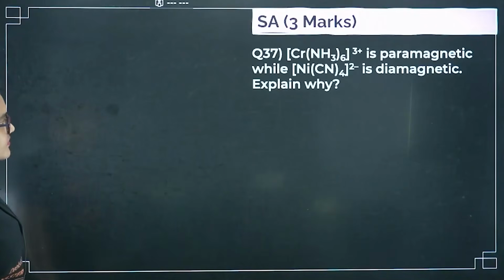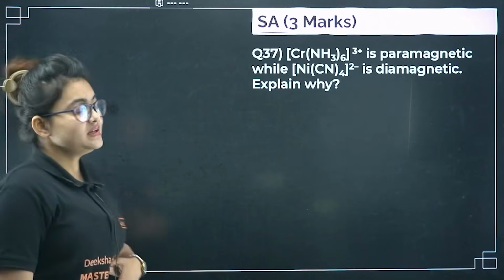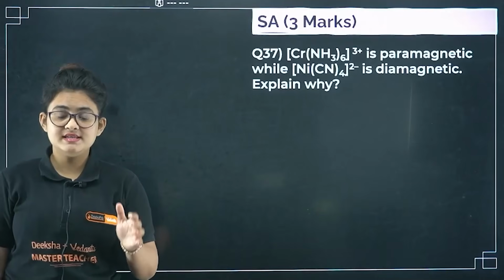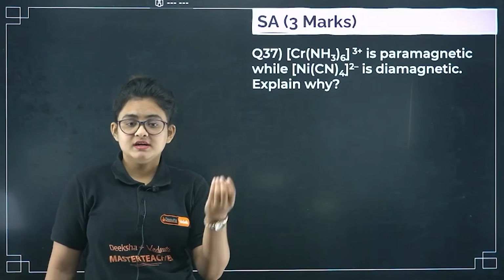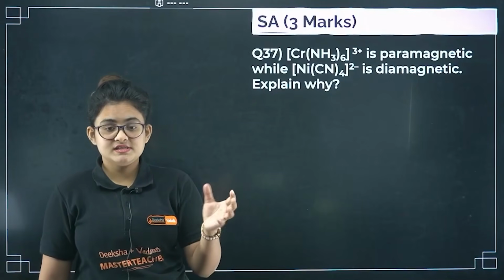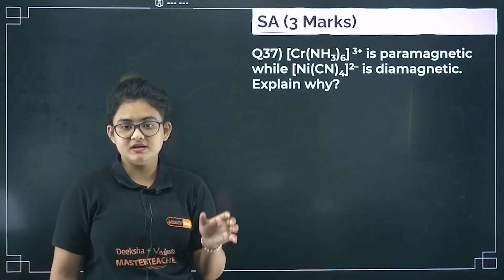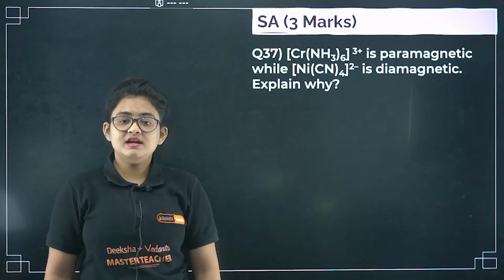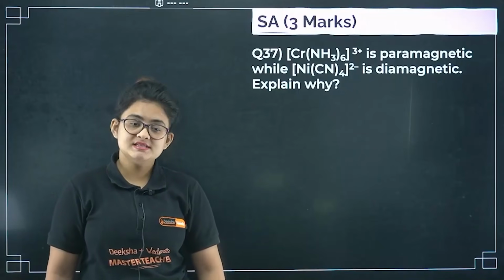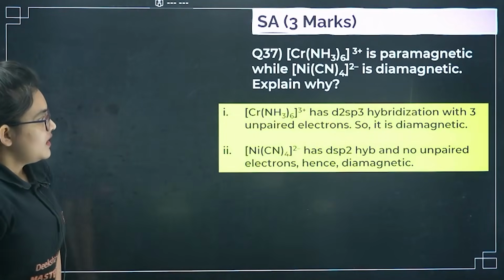Let's proceed. Cr(NH3)6 3+ is paramagnetic, while Ni(CN)4 2- is diamagnetic. The reason again is the field of the ligand. CN is a very strong field ligand. As a result, it will cause forced pairing in the d orbitals of the nickel. So you will get no unpaired electron there, hence it will be diamagnetic. Whereas for ammonia, it will not force pair the electrons. As a result, unpaired electrons will be there, and you will get paramagnetic character. I guess it's clear to you.